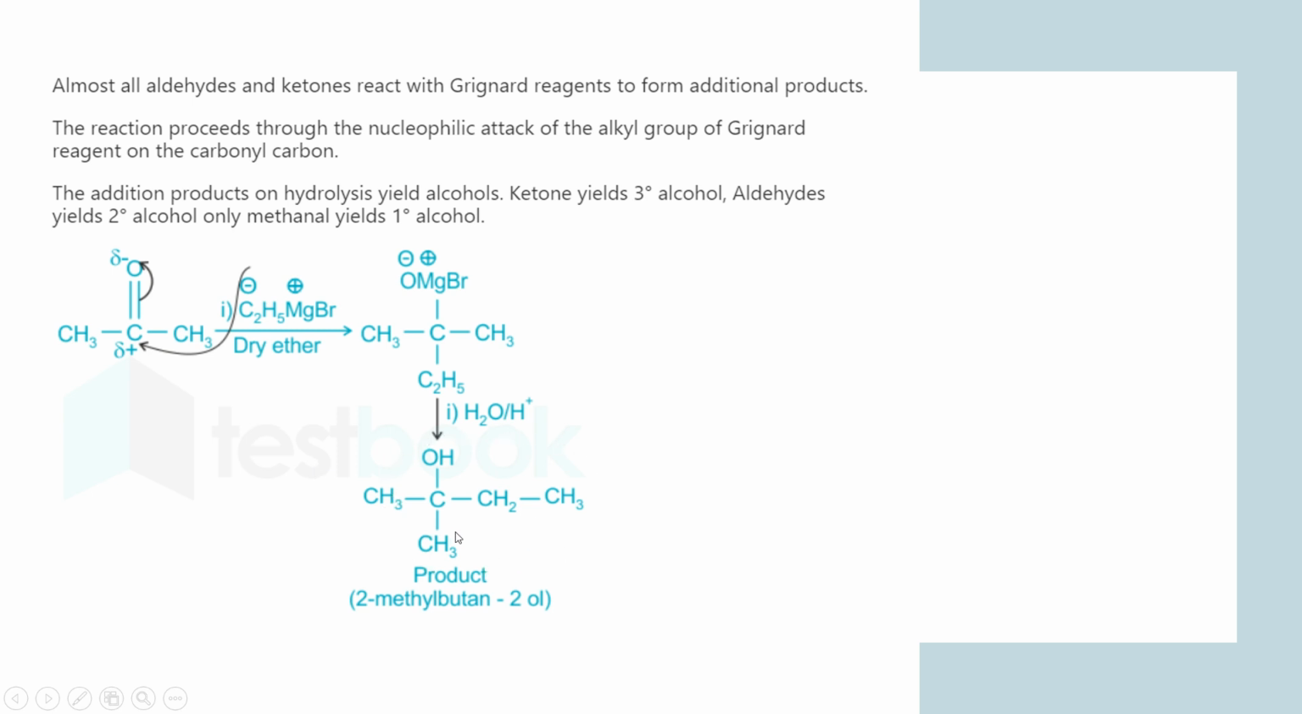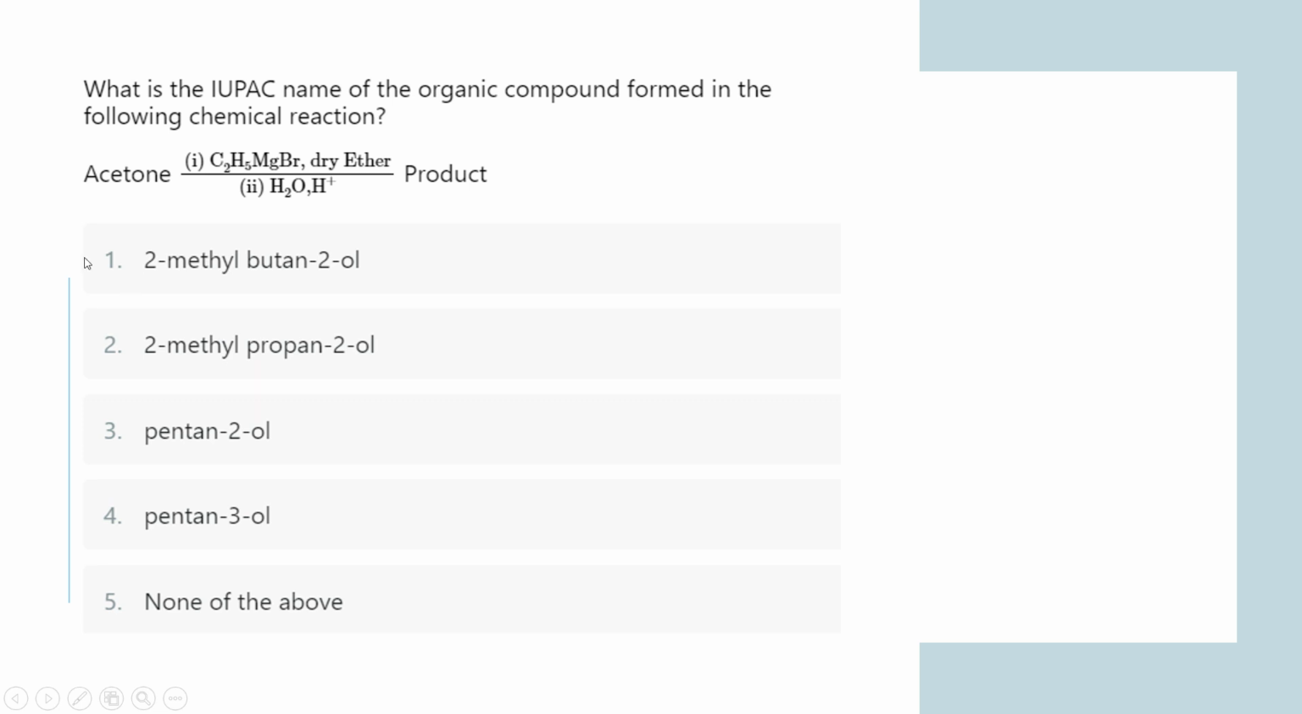And what is the IUPAC name of this product? It is 2 methyl butane 2 ol. Okay, you have to count the longest chain. So if we are considering this longest chain, in the second position you get a methyl, and you get the newly formed hydroxyl functional group in the second carbon. So it will be 2 methyl butane 2 ol. Thus you have option 1 as the correct answer.